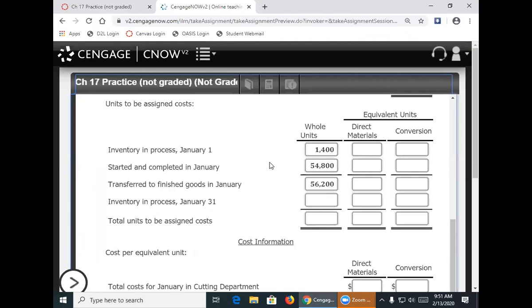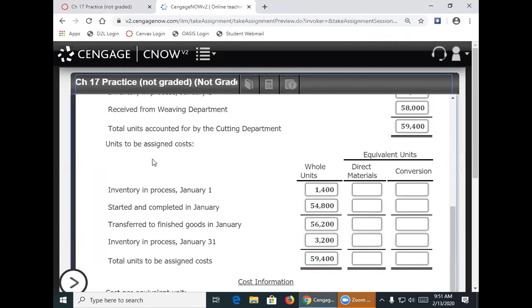And then they give us ending inventory, right? How much did we have in ending inventory? What's our work in process ending inventory units? 3,200, good. So then I just add what was transferred to finished goods and our ending inventory. And you should get the 59,400, which matches the units to be assigned costs. So that's the first step, we calculate our whole units.